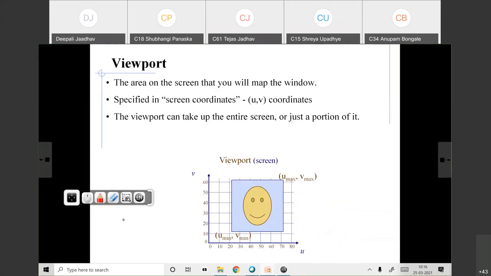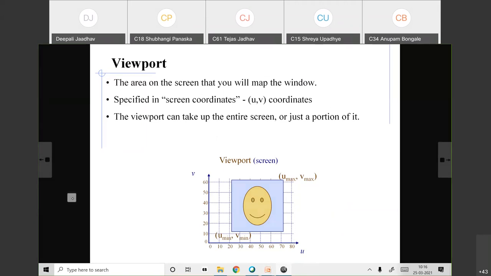Now what is a viewport? The viewport is the area on the screen, the area of the entire screen, where you are going to map the window, specified in screen coordinates U and V. So instead of X and Y, here the coordinates used are U and V, indicating it is a viewport, the area of the screen where you are going to display that particular window. The viewport can take up the entire screen or just a portion of the screen.